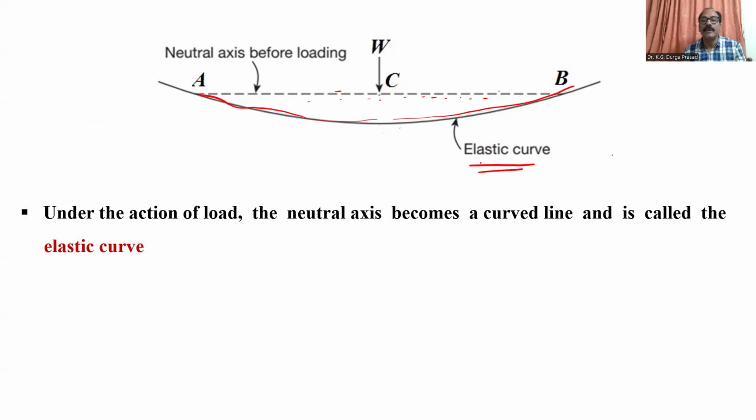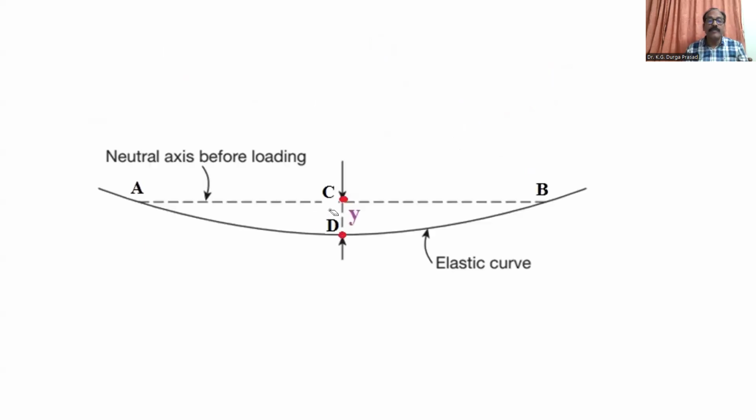Now we go further. From the figure you can see, what is the point C? It is the point on the neutral axis before the load is applied, right? After the load is applied, it takes the curved form. You can see that an elastic curve is formed. So this point is shifted to point D here. So here you understand there is a vertical distance. This vertical distance we can call a deflection. So what is that?